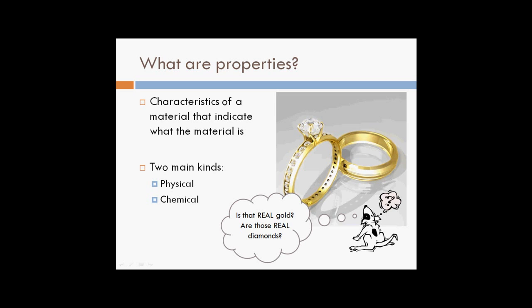You can tell that gold is a different texture than plastic would be, that diamond is harder than cubic zirconium or than glass would be. All these can help distinguish whether something is a material, and they can also help us decide what material we want to use for a task.